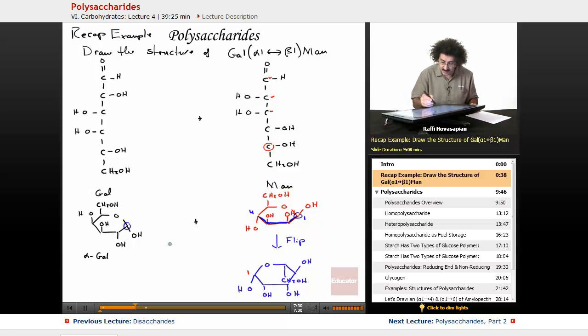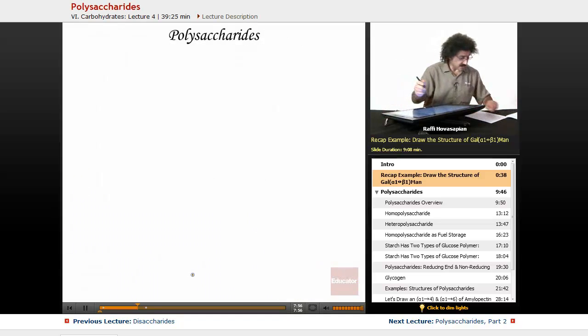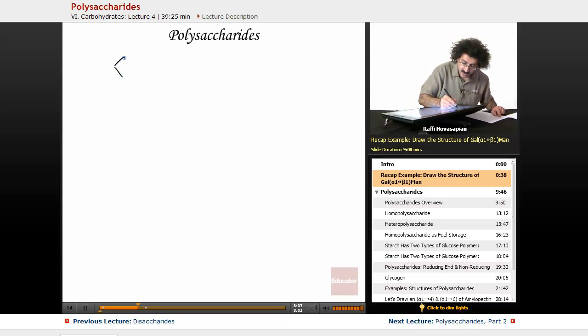Now we're going to put this thing and this thing. So this is beta mannose. That has been flipped. Now we're going to put this together with this. We're going to connect this carbon with this carbon. And when we do that, let's go ahead and just draw our little equilibrium arrows. Our final product is going to look like this. I'm going to do this in black actually. So we have that.